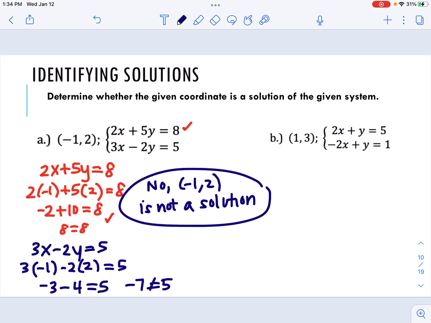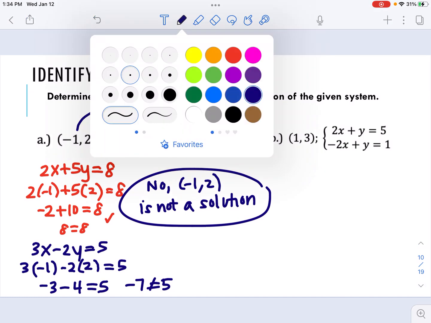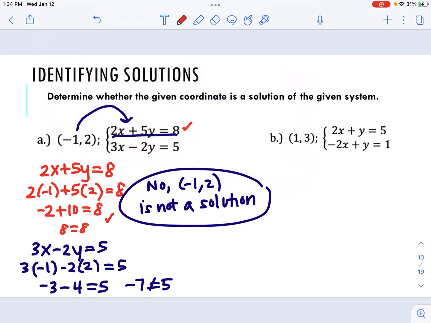All right. Now what we do know is this ordered pair exists on the first line, but it does not exist on the second. Since it does not satisfy both equations, it's not a solution to the system. It's not the point of intersection. So let's try example B. We have 1, 3, and we're seeing whether or not that is a solution to both equations. If you'd like to try this out, you can pause the video and unpause when you're done to check your solution. Otherwise, you can keep watching as I solve it together as a class.